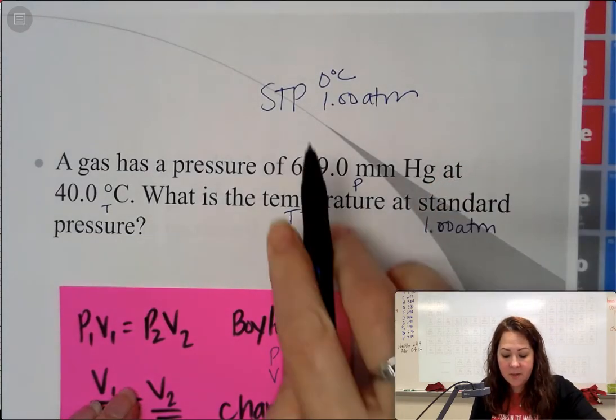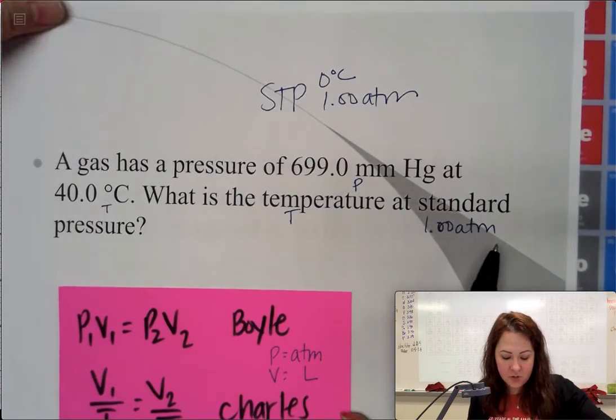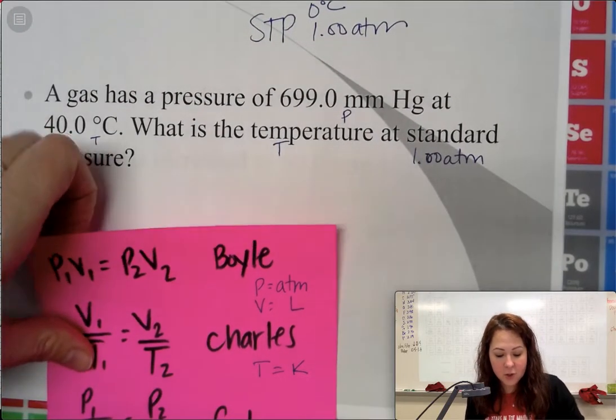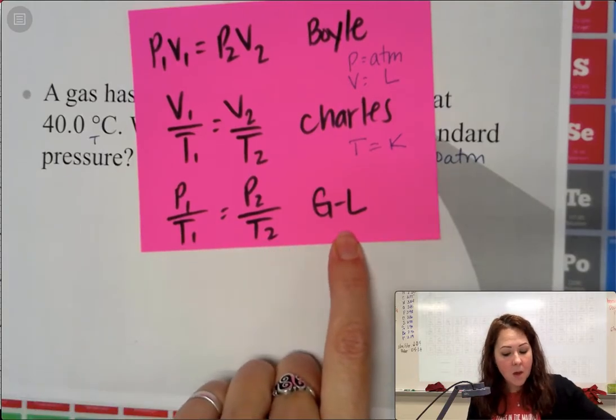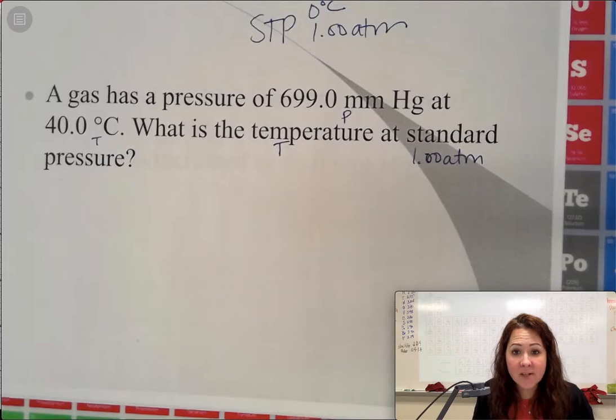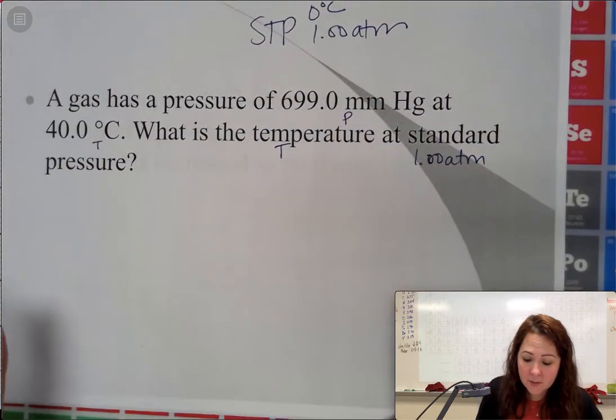So we used STP there. I don't care about the temperature because temperature is going to be held constant, because we have pressure versus temperature, so we're going to use Gay-Lussac's law. I again need to check my units to make sure that I have the correct units for everything.